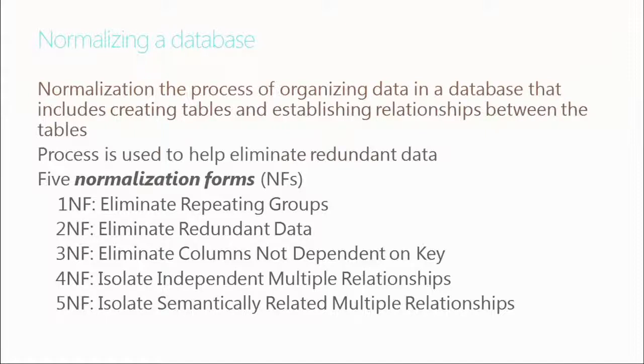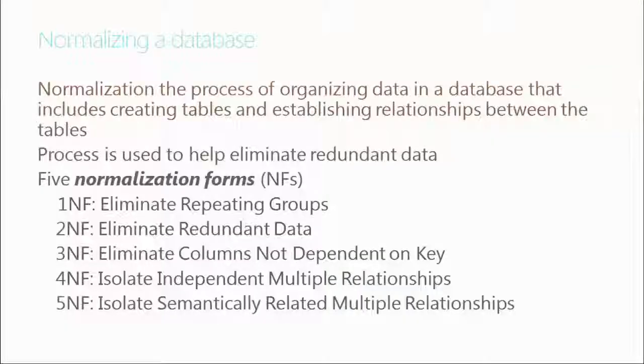If you look at a spreadsheet that's got thousands of rows and 30, 40, 50 columns across, you're going to see a lot of redundancy. And one of the things normalization helps with is the fact that we can eliminate that redundancy. By default, there are 5 normalization forms, as you can see here. One is eliminating repeating groups. Eliminating redundant data is number 2. And the third level is eliminate columns that are not dependent on the key. We'll introduce what that means in just a little bit.